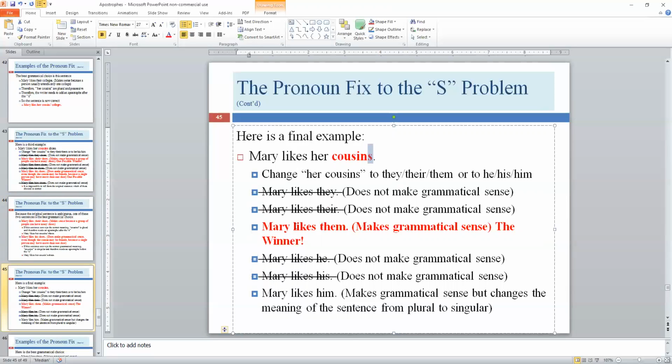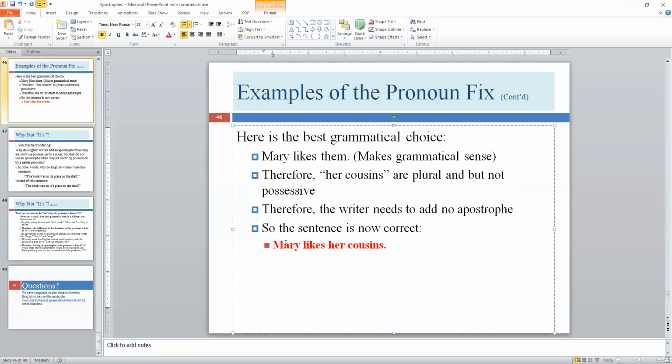So the one that makes sense and that fits with the sentence that we have here is them. Them is, of course, plural, so cousins is plural. Them is not in the genitive case, so cousins is not in the genitive case. So we don't need any apostrophe. So our correct form is Mary likes her cousins.